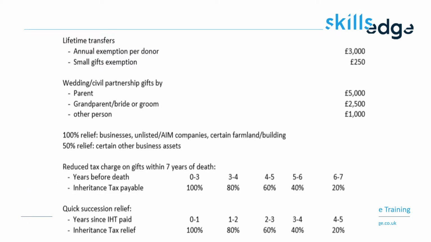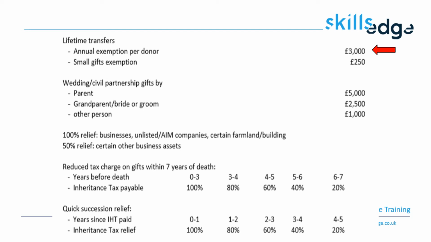This is the bottom half of the inheritance tax page. Here you can see that you have exemptions listed. The annual exemption amount of £3,000 comes up all the time in this exam, and although it doesn't say so on the tax tables, if you've never used this exemption, you are allowed to carry it forward for 1 year.